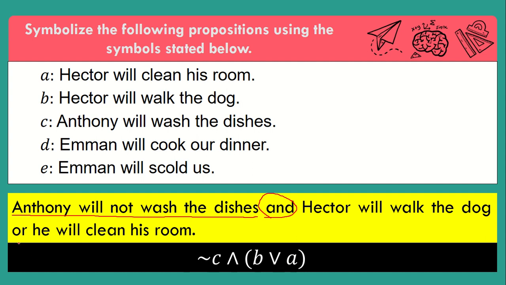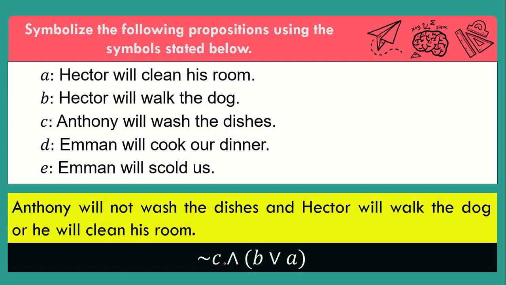We use the word or, so we have the V symbol. Since we also have one subject, Hector, we're going to group that. We use the parentheses: B, Hector will walk the dog, or V, and then A, he will clean his room. So the symbol for that is negation of C, inverted V, open parentheses, B V A, close parentheses. Another example.